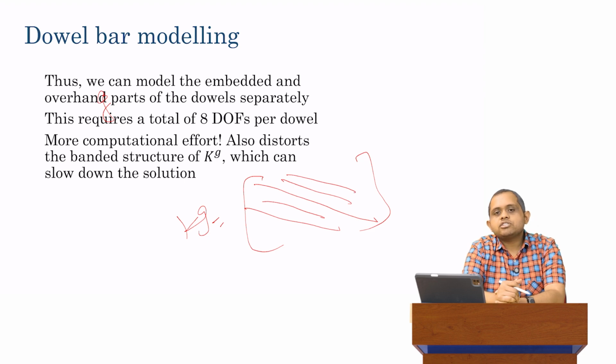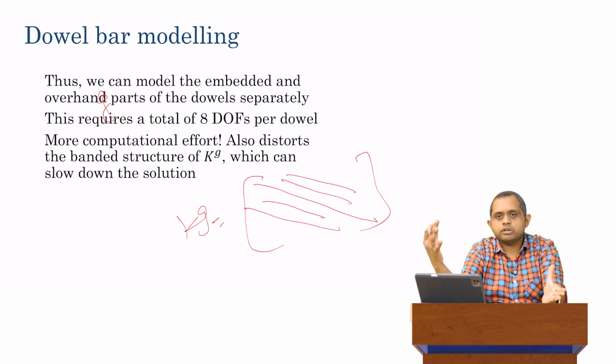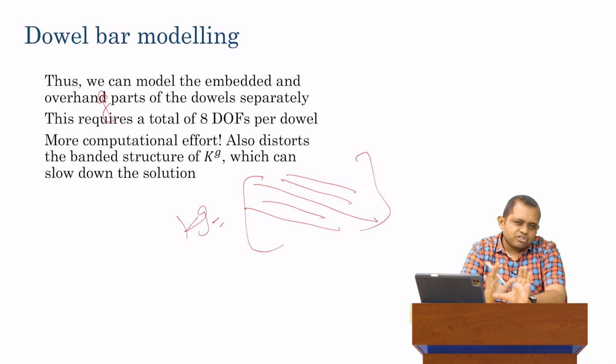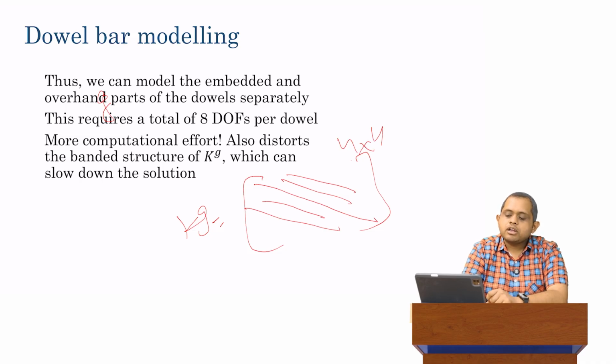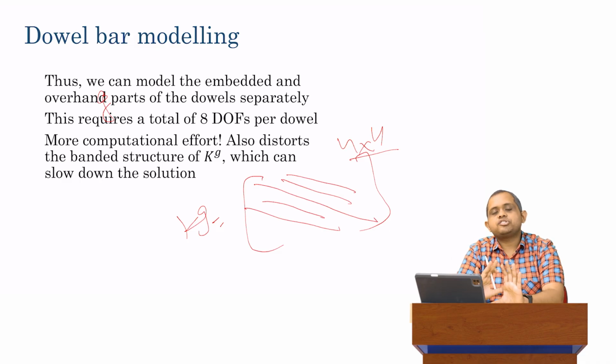This banded structure is actually very important in the finite element method because it helps to speed up the solution. Again, we're talking about very, very large matrices over here. If the matrices have a particular structure, then we can take advantage of certain numerical algorithms to get very fast solutions from them. So as long as we had a 4 by 4 stiffness matrix for the dowel interaction, this Kg, the banded structure, was still retained.